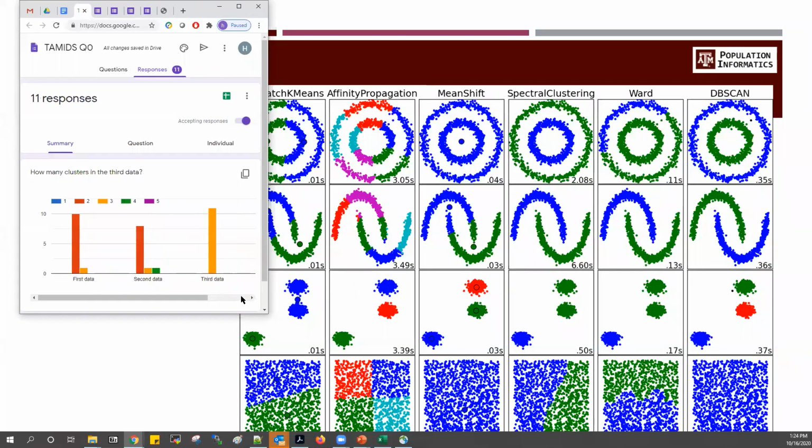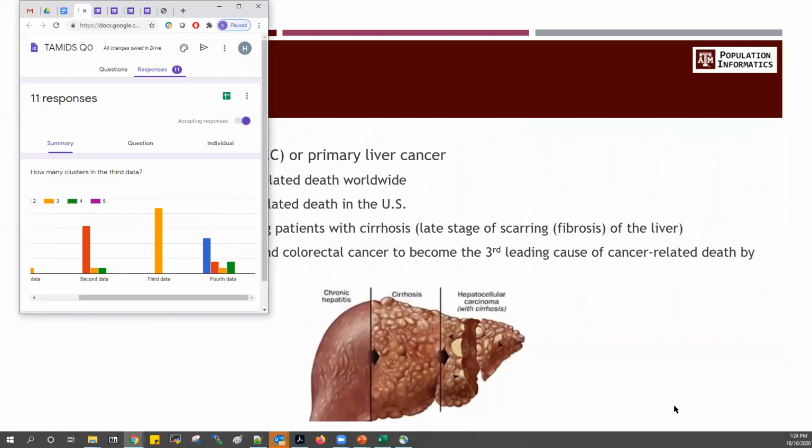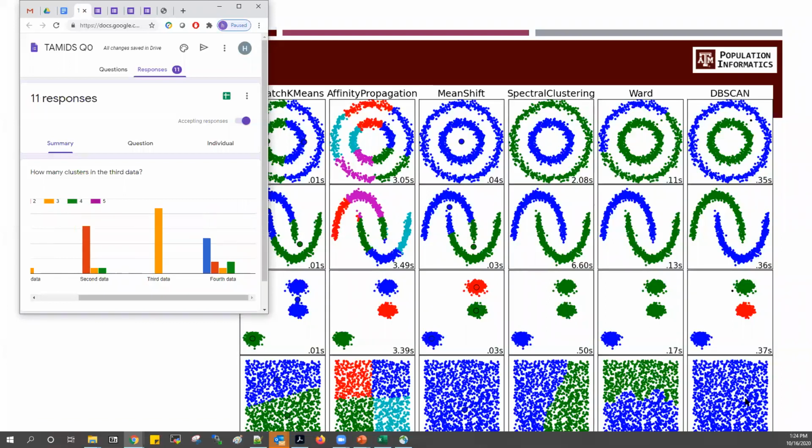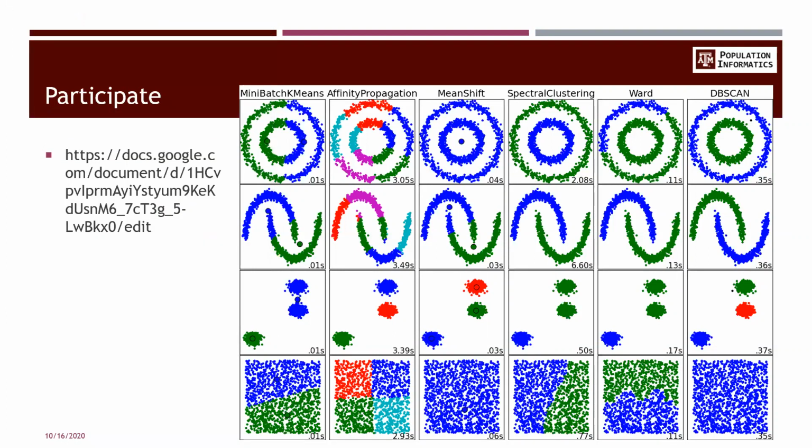This is an interesting one, the last one. Oops, I'm sorry. There's more debate as to how many groups are in there. So I think 6 people said 1, 2 people said 2, 1 person said 3, and 2 people said 4. So I'm going to now talk about this.